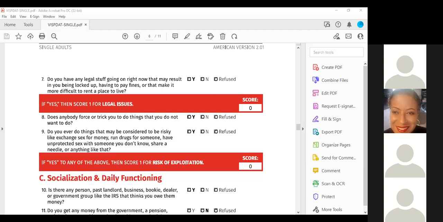And I always change it to "experiencing homelessness," because it's a situation. It doesn't define who they are. I change a lot of the verbiage on these questions.